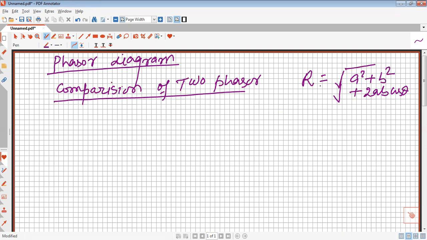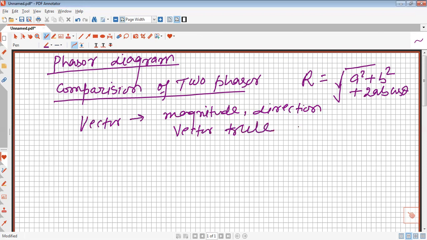It can be added by the rule of vector addition also. A vector has magnitude and direction, and can be added using the vector triangular rule, or the rule of addition, maybe the parallelogram rule, and the resultant can be obtained using this formula.